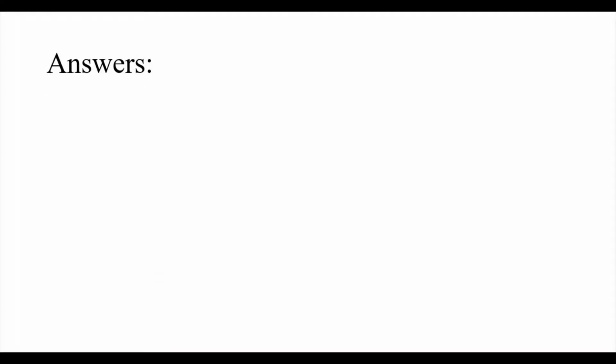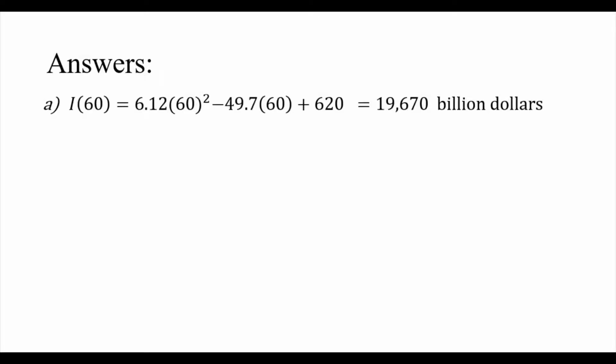You can pause and answer and then compare your answers to my answers. So the first question is, we're going to compute how many years from 1960 to 2020, that is 60 years. To figure out the personal income in 2020, we're going to plug 60 into the original function provided. The answer is going to be $19,670 billion. That is the predicted personal income in dollars.